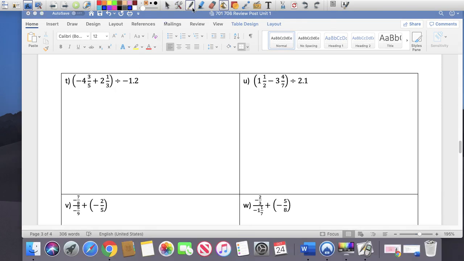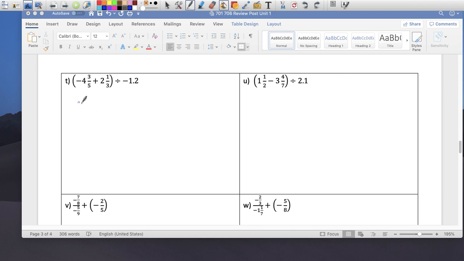Let's see. I can add these two first, right? So I'm going to change it to an improper fraction. It's going to be negative 23 over 5 plus 7 over 3 divided by negative 1.2. Let me just see one thing here.